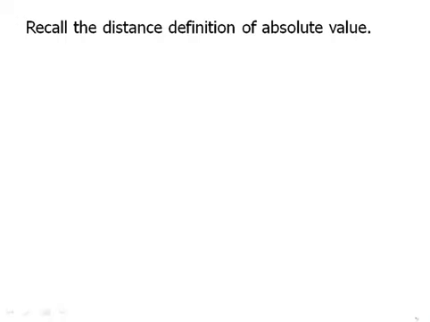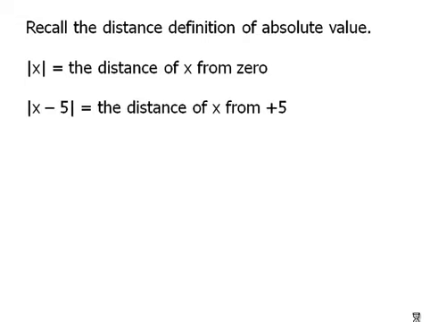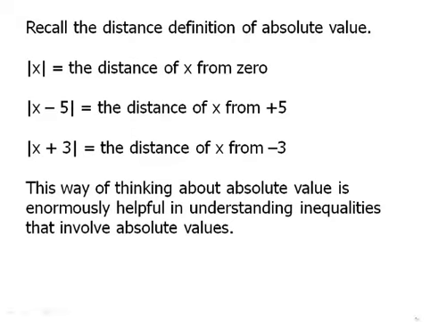So from that lesson, recall the distance definition of absolute value. Absolute value is the distance of x from 0. And of course, distance is always positive, which is why the absolute value is always positive. The absolute value of x minus 5 is the distance of x from 5. Absolute value of x plus 3 is the distance of x from negative 3. This way of thinking about absolute value is enormously helpful in understanding inequalities that involve absolute values.